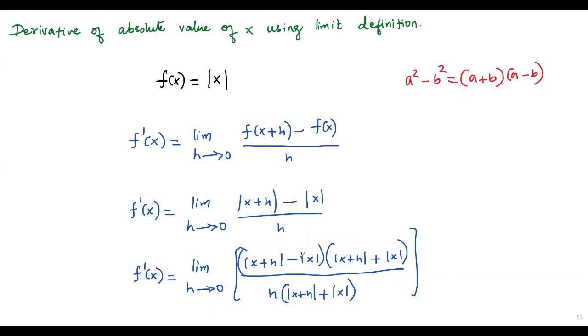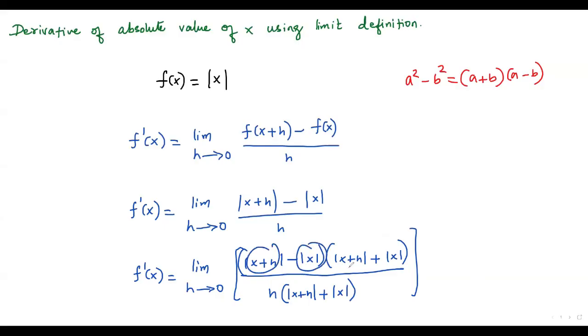To simplify this, what do we have to write? When we have the product of two binomials a plus b and a minus b, it can be written as a squared minus b squared. To get the product of these two binomials, we write the square of the first term minus the square of the second term. Now let me continue this on the next page. Then we get f prime of x equals the limit as h approaches 0. So here in the numerator, a minus b, a plus b.